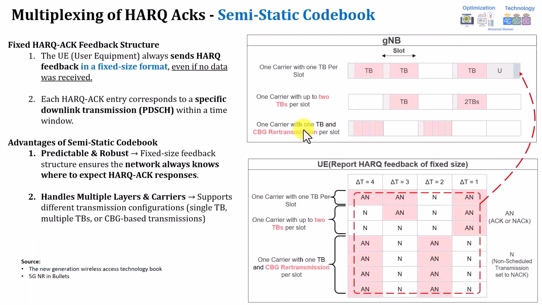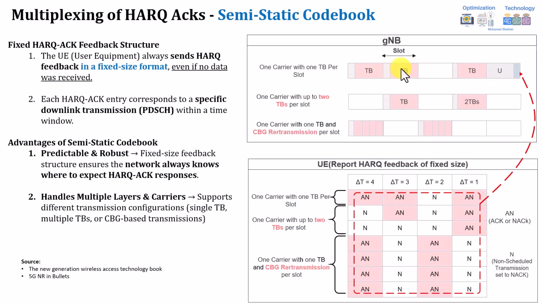The semi-static didn't look very clear from the previous example, so this one will make it easier. Assume you have three carriers from the gNB side. There is a transmission from three carriers, as an example, and these three carriers will send the feedback in the PUCCH on the master carrier, the first carrier. Assume the first carrier has one transport block per slot. 1, 2, 3, I have 3 transport blocks.